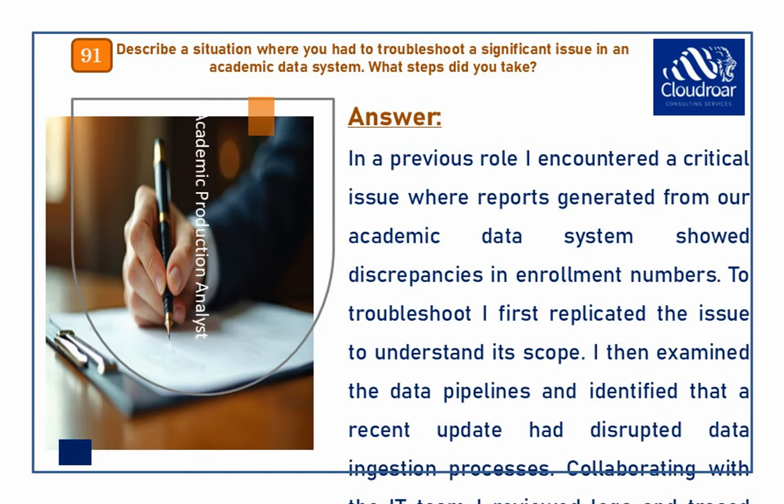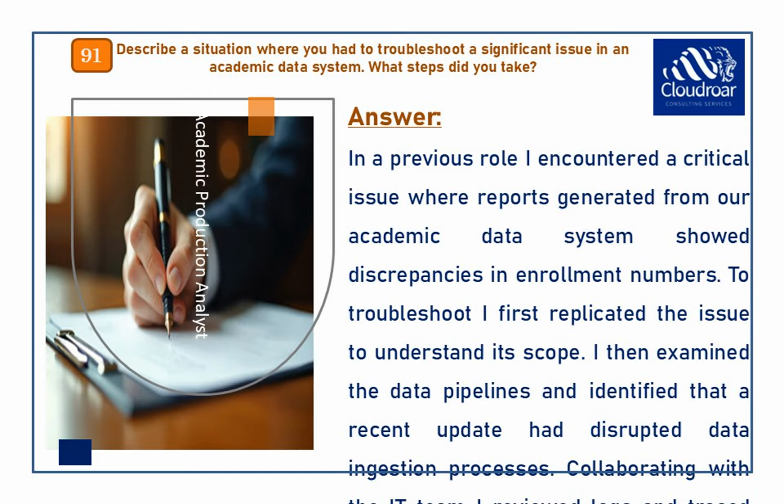Question 91. Describe a situation where you had to troubleshoot a significant issue in an academic data system. What steps did you take? In a previous role, I encountered a critical issue where reports generated from our academic data system showed discrepancies in enrollment numbers. To troubleshoot, I first replicated the issue to understand its scope.